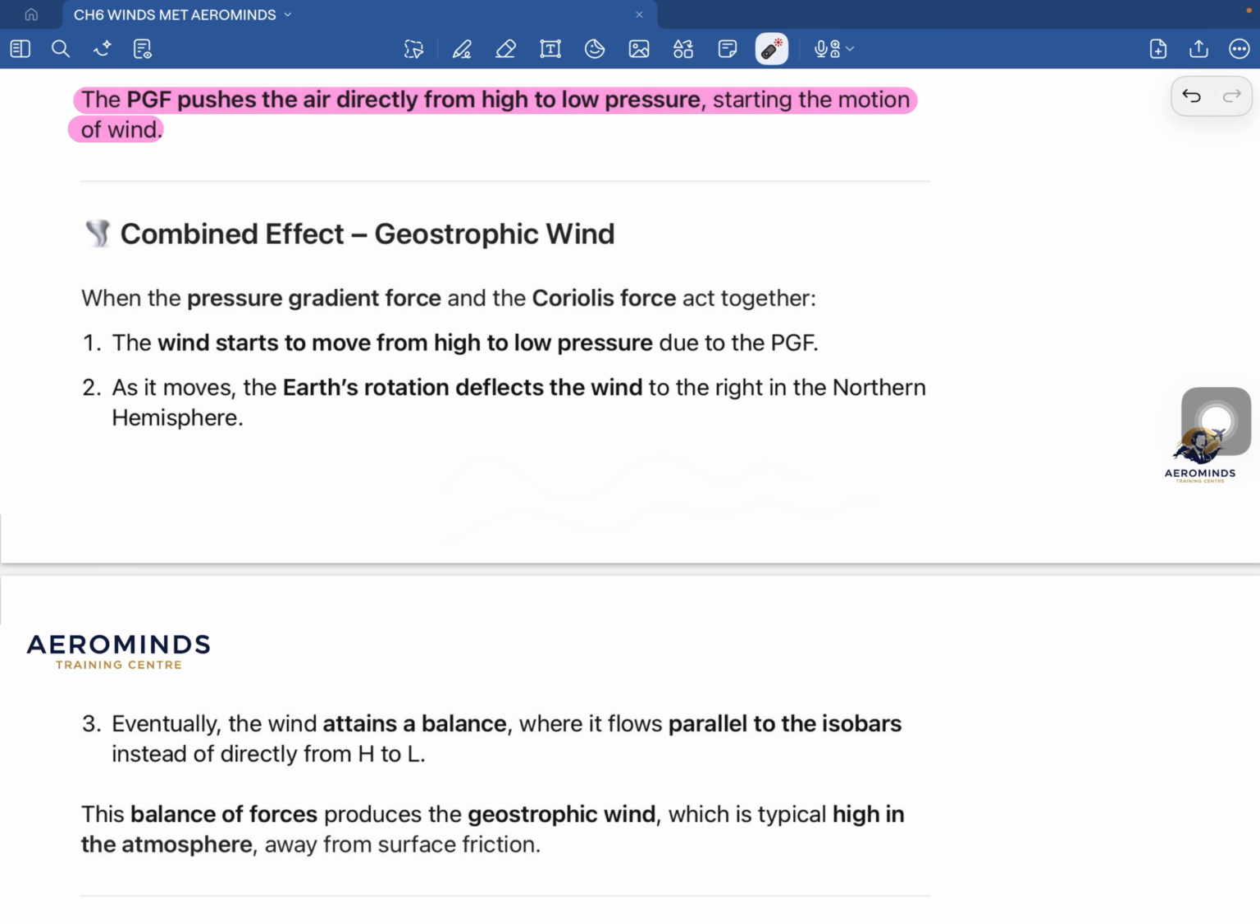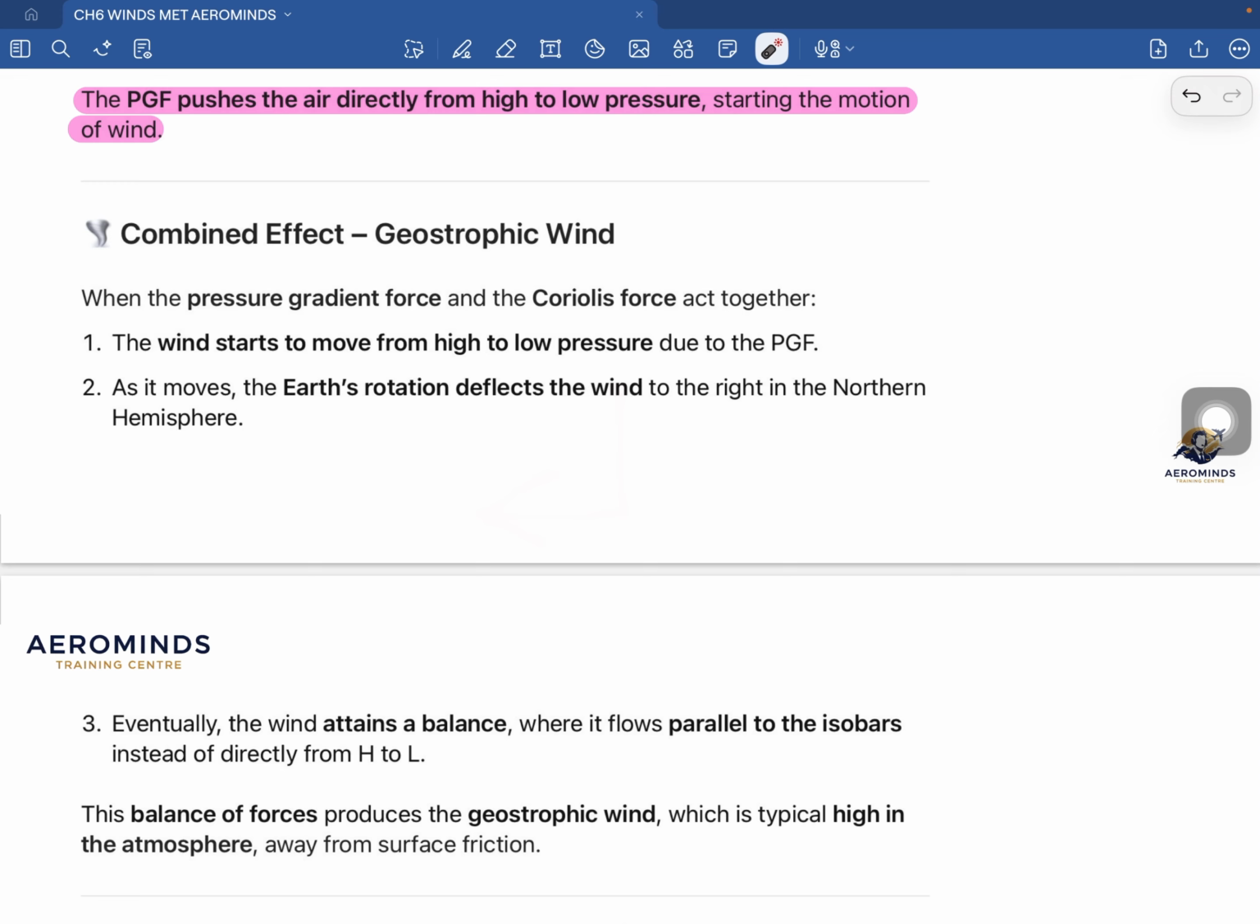Okay, and in the northern hemisphere, it starts deflecting the moving air to the right, and in the southern hemisphere, it deflects it to the left. Now as the wind speed increases, the Coriolis force also increases because it depends on the wind speed. At one point, the Coriolis force becomes strong enough to exactly balance the pressure gradient force. And when this balance happens, something very interesting occurs.